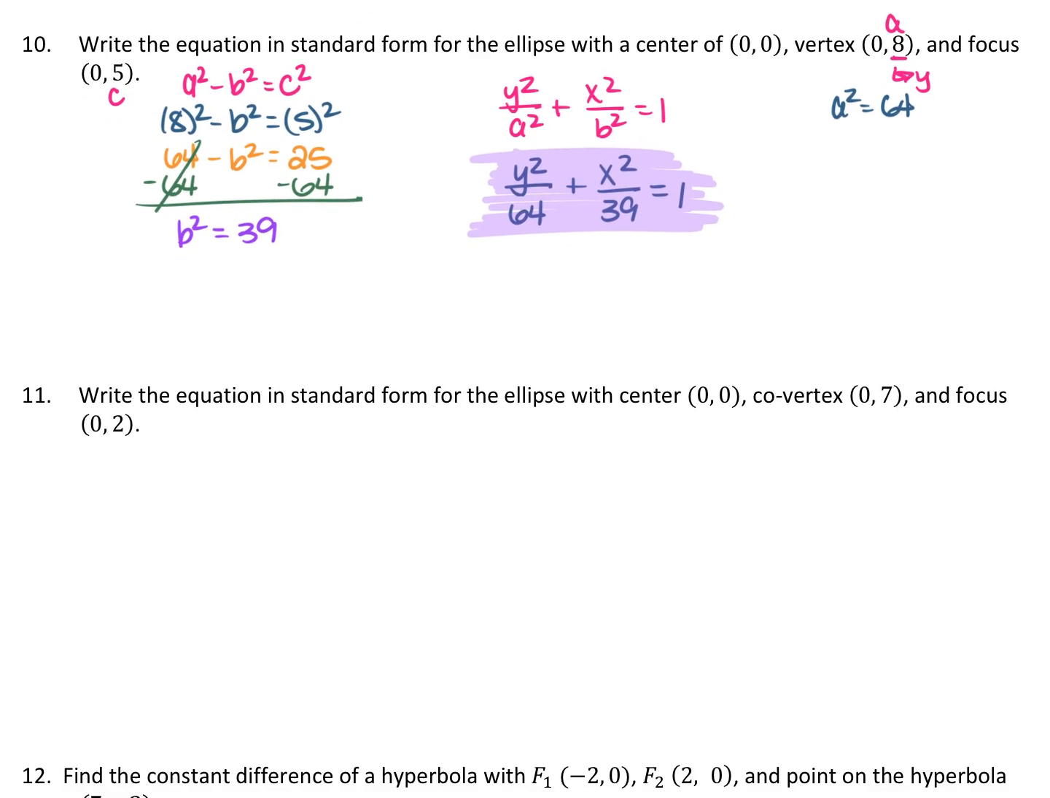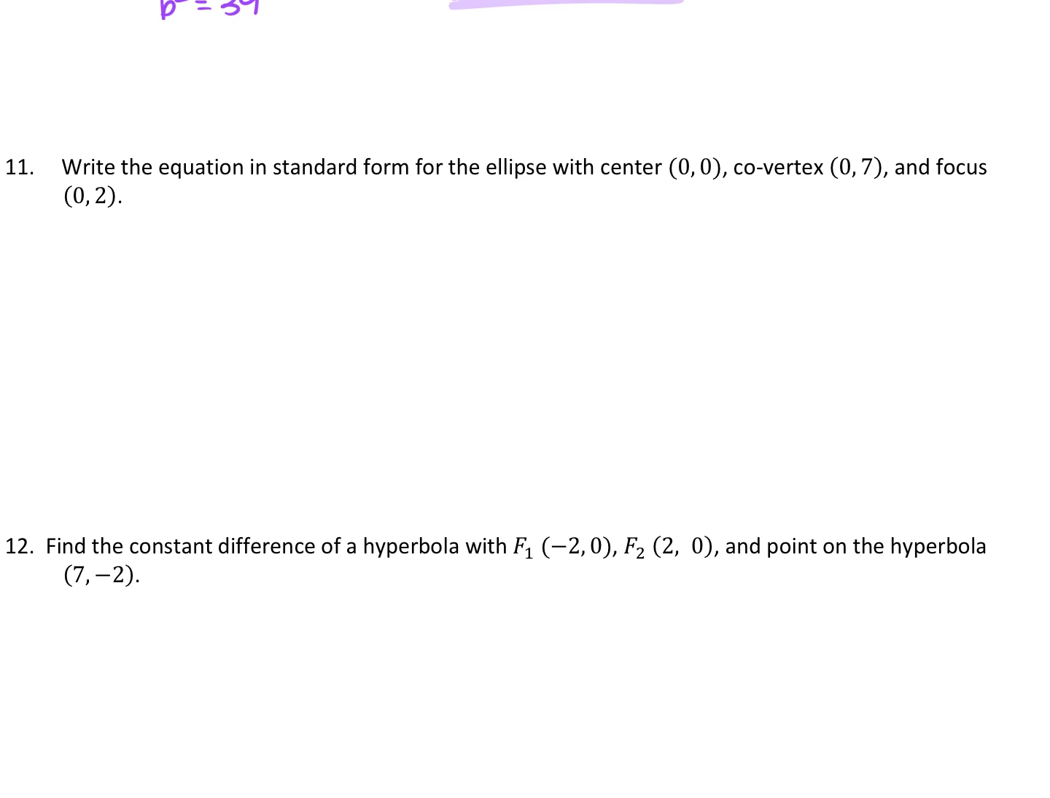For number 11, you're writing the equation in standard form for the ellipse with a center of 0, 0, co-vertex of 0, 7, and focus of 0, 2. This one gives you your co-vertex, which is B, and your focus, which is C. So we have to find A. So we're going to use A squared minus B squared is equal to C squared.